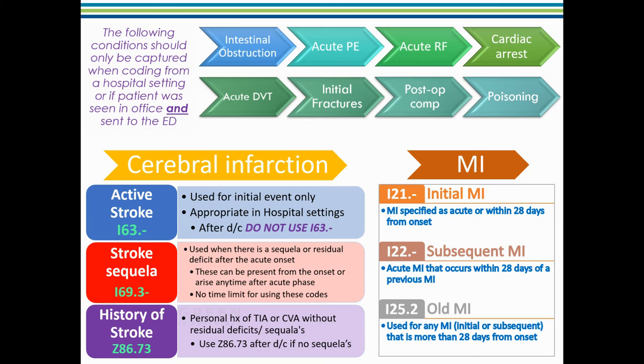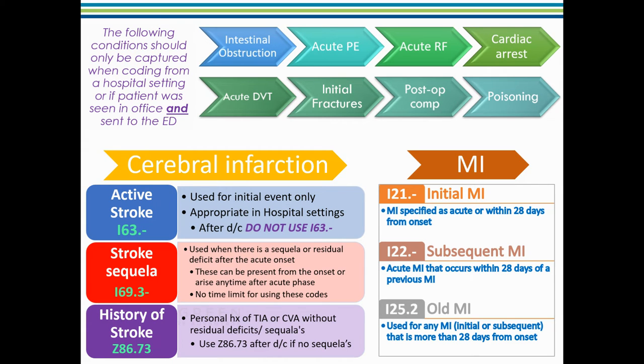The active code should only be used for the initial event while the patient is in the hospital setting. This code should never be used after the patient has been discharged. That is a one-time only use. If the patient has a new CVA, you could still use a historical code as well as the new one.